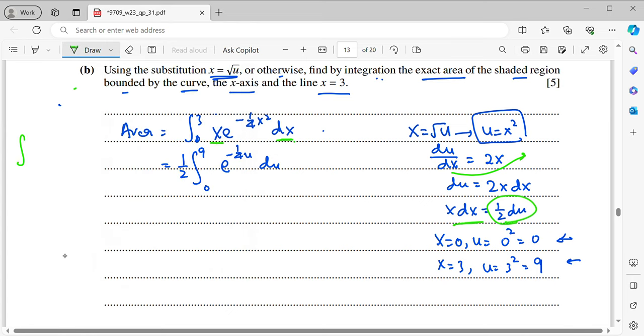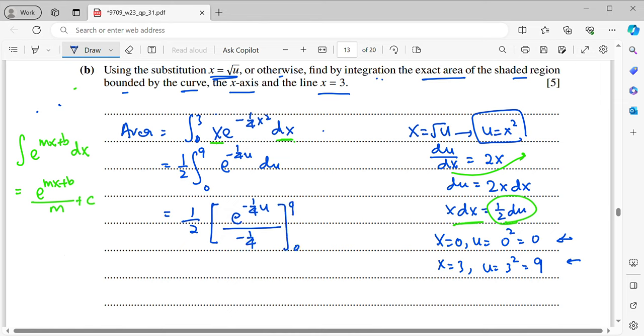For your information, to integrate an exponential function, we need to refer to this formula. Just rewrite the whole exponential, then divide by the differential of mx plus b, which is m, then plus c. Now use this formula and I will be getting half, rewrite the exponential, then over the differential of negative 1 over 4 u, which is negative 1 over 4, with limits from 0 to 9. This negative 1 over 4 you move up, it will be negative 4. So I will be getting half times negative 4, then exponential. Half times negative 4 is basically negative 2. At the same time, I will substitute the u. So you get e to the negative 9 over 4 minus e to the 0.